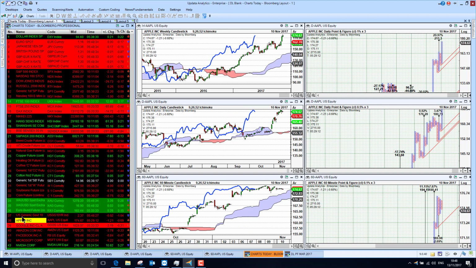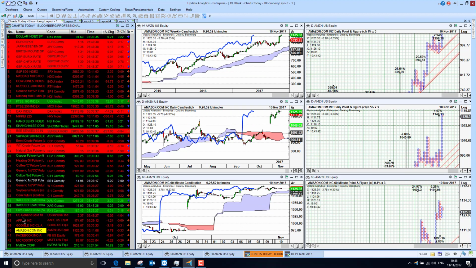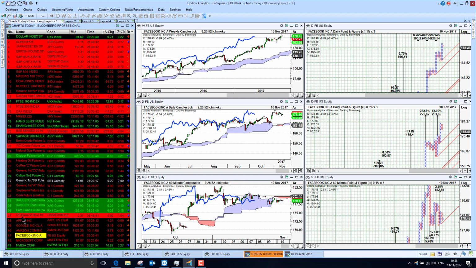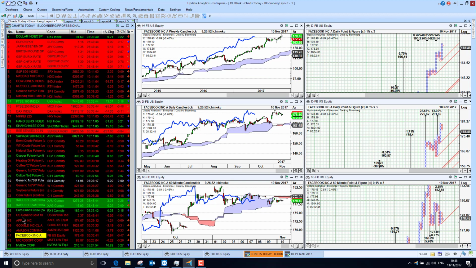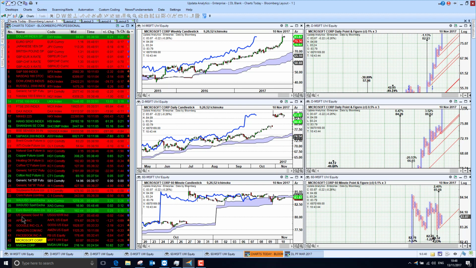Apple still bullish in all three time frames on the chart. Google also still bullish. Amazon bullish, and Facebook holding its bullish position above the cloud as well, and Microsoft also. So whilst tech has had a little bit of a sell-off, the majors are still holding bullish above the cloud on all three time frames.